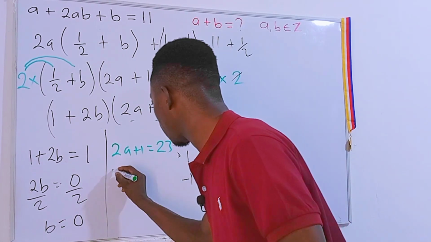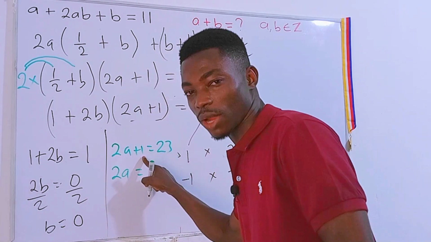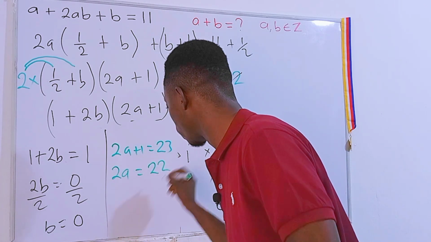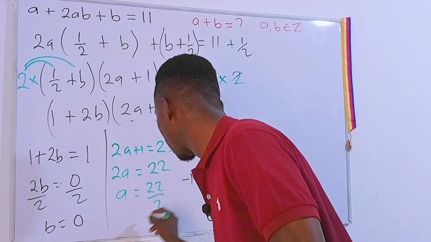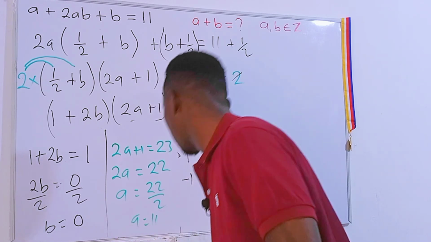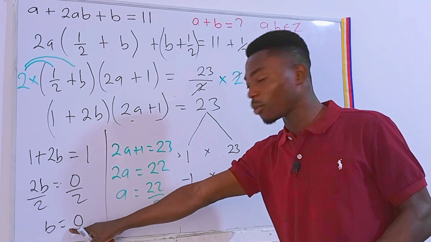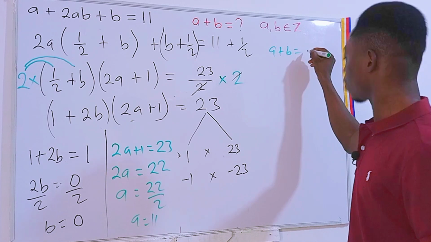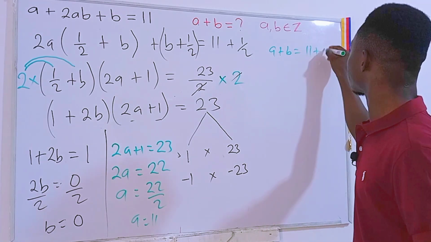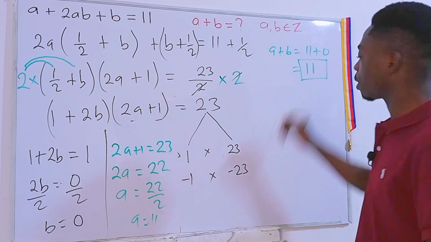From this equation, let's maintain the 2a here, and this is equal to, if you subtract 1 from each side, 22. Dividing each side of the equation by 2, we have a to be 11. And of course, we are looking for a plus b. We know a, we know b from here. Therefore, a plus b is equal to 11 plus 0, which is just 11. And this is one of the solutions.